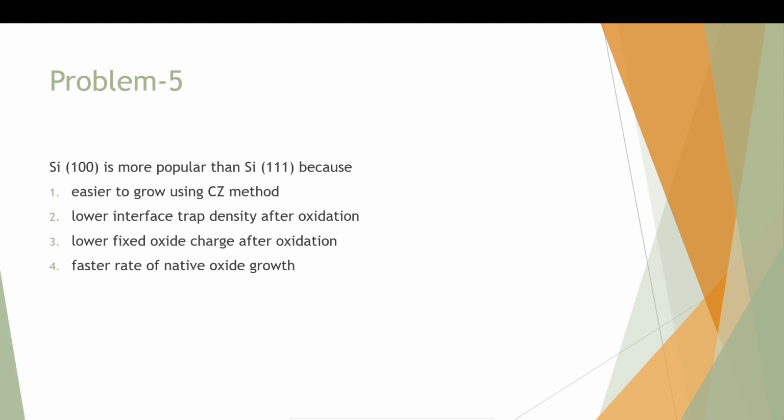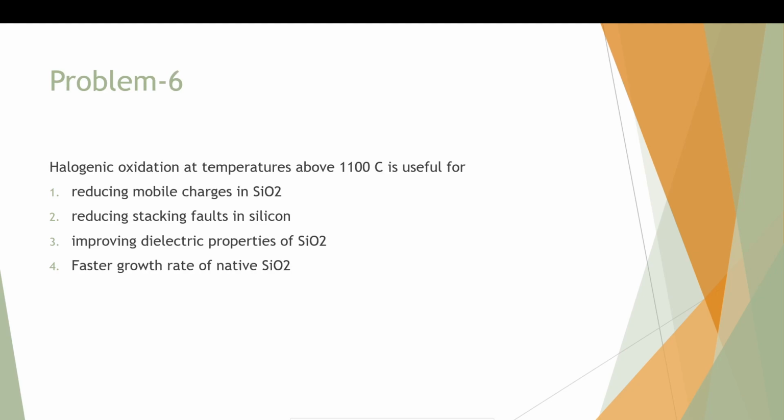In native oxide growth, we care more about the quality of the oxide than the rate of oxidation. If you just want a faster oxide growth, we can use some other techniques for growing the oxide on top of silicon. But we are going for native oxide so that we get good quality SiO2 on top of silicon. Okay, halogenic oxidation at temperatures above 1100 degrees Celsius is useful for.